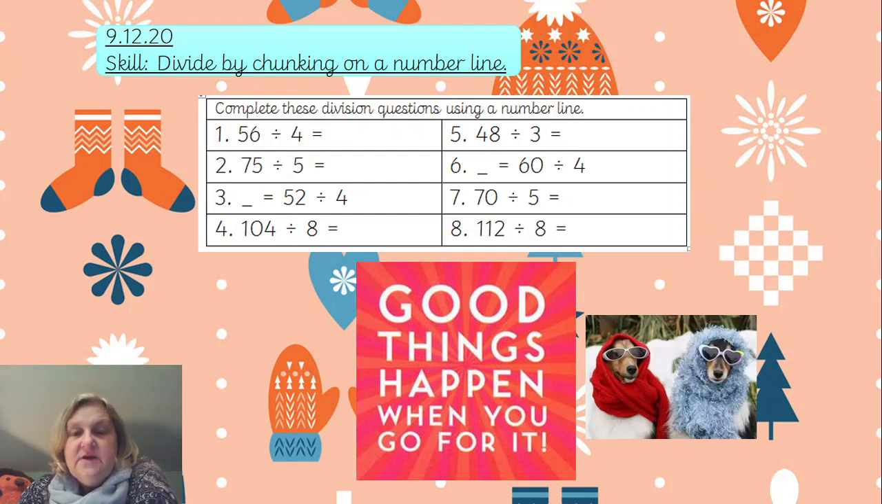Okay, so this looks quite a tricky one. Looking at these numbers, they look quite high, but don't forget you can take off a chunk of 10 times the divisor, and that's going to be a massive shortcut for you today.